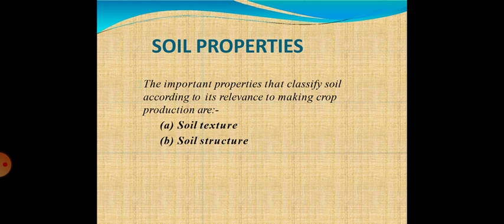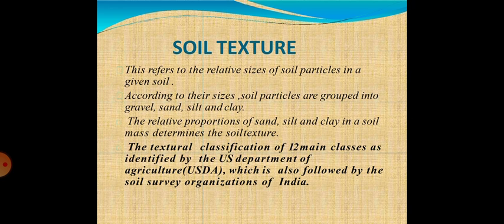So here come soil properties. The important properties that classify soil according to its relevance to crop production are soil texture and soil structure. So first we'll discuss soil texture. This refers to the relative sizes of soil particles in a given soil. According to their sizes, soil particles are grouped into gravel, sand, silt and clay. The relative proportion of sand, silt and clay in a soil mass determines the soil texture.